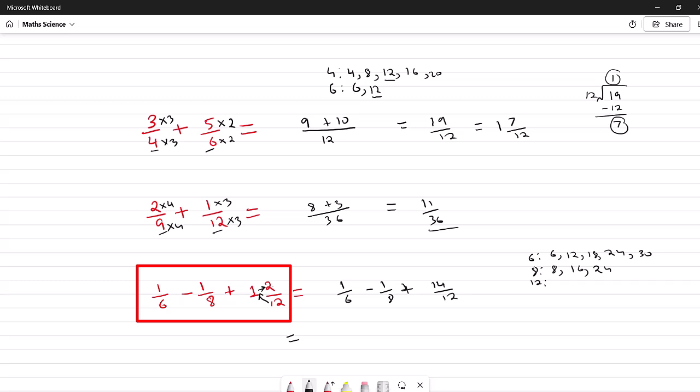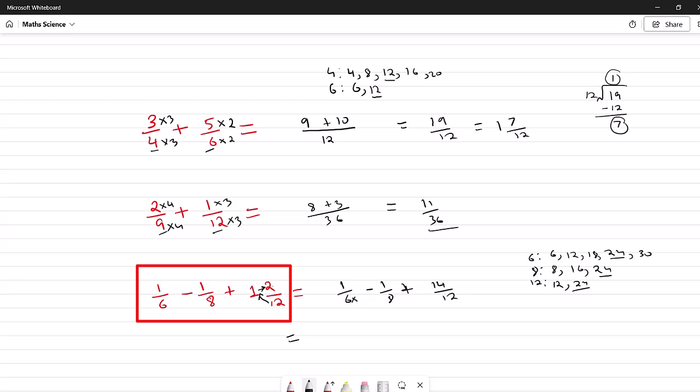We'll add more if we want to, but let's see if we can get 24 in the table of 12. So 12 times 1 is 12, 12 times 2 is 24. Okay, so we have least common multiple, which is 24. For each one of them is 24. So now we simply need to convert this where the denominator becomes 24. So what number do we need to multiply 6 to get 24? 6 times 4 is 24.